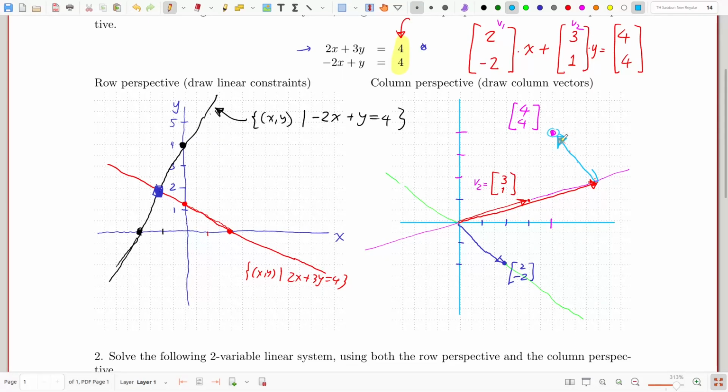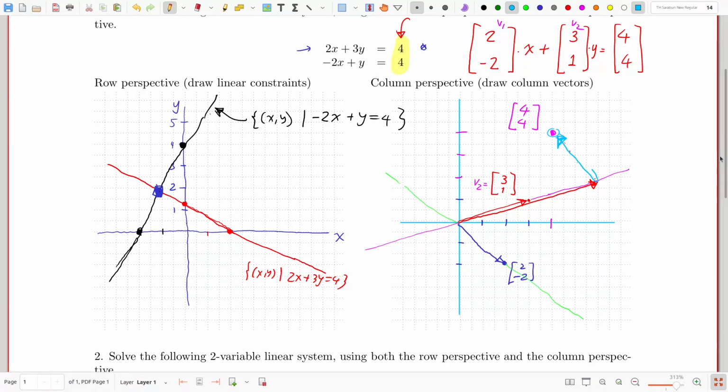Right, and then you can reach this point. So you can reach this point using these 2 vectors. It means (4, 4) is a linear combination of V2 and V1. But what are the coefficients? You can guess from this. The solution is going to be the same.